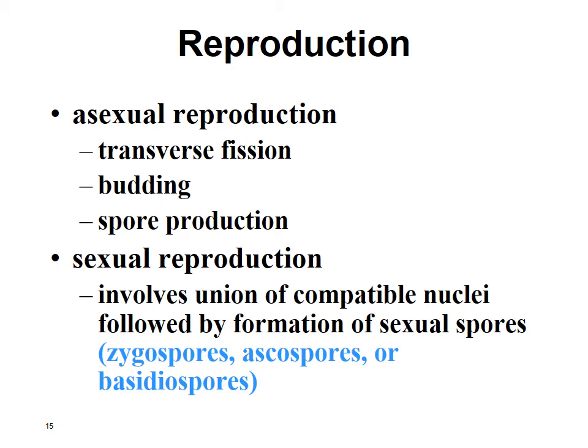Sexual reproduction in fungi involves the fusion of compatible nuclei. This is followed also by the formation of spores, but these are referred to as sexual spores rather than spores that are formed through asexual reproduction. Here are some of the main examples of sexual spores: zygospores, ascospores, or basidiospores.